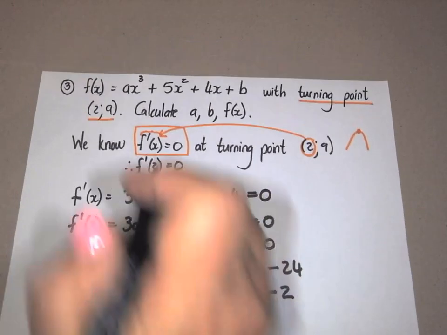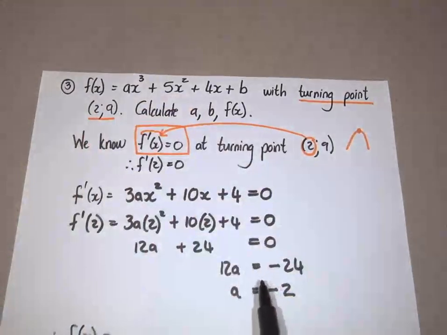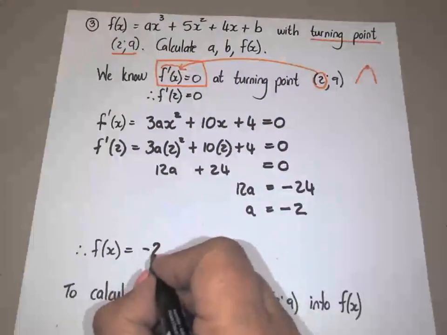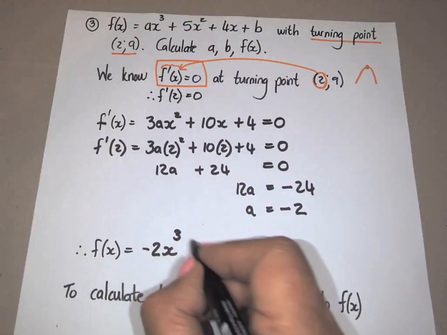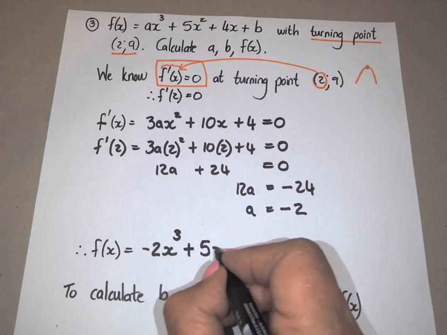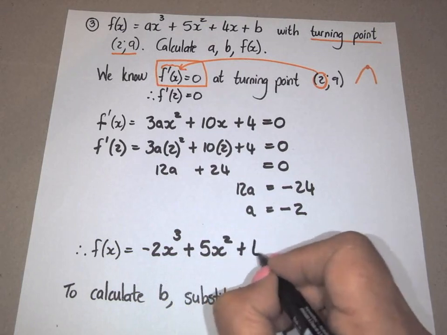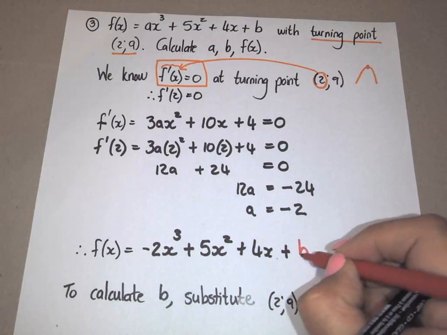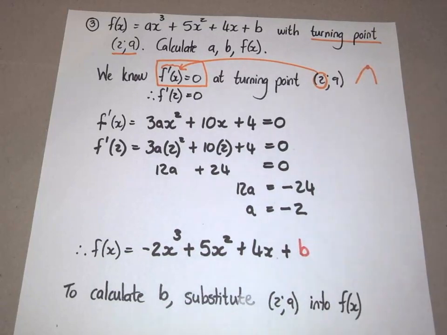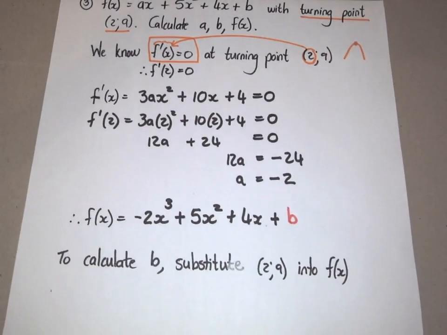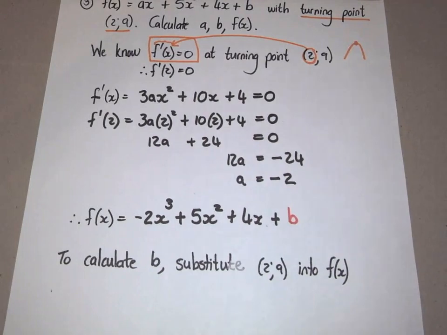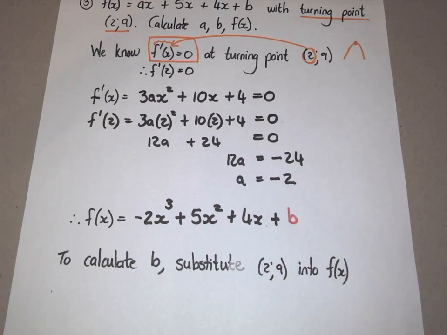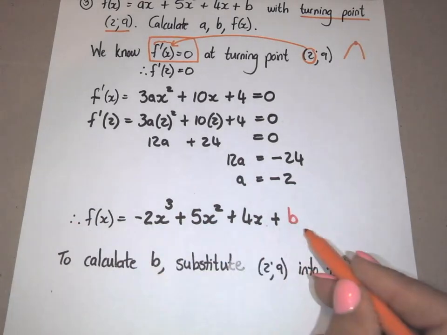Now I know that a is negative 2. And I can substitute that into my equation: negative 2x to the power of 3 plus 5x squared plus 4x plus b. I still don't have the value for b. So to calculate the value for b, I can just substitute this turning point's coordinate into the equation.